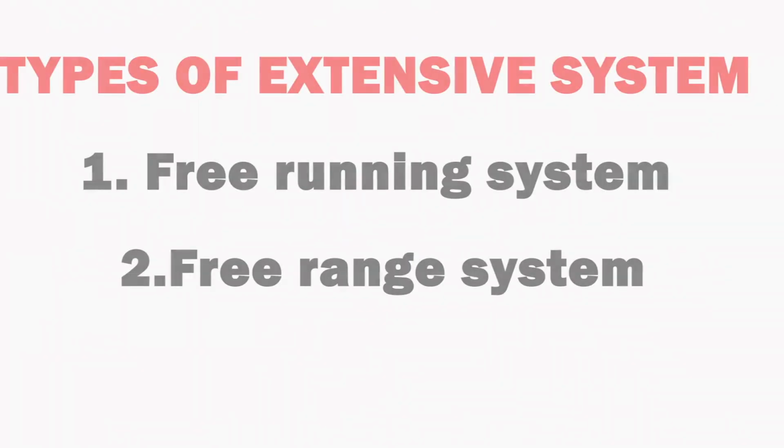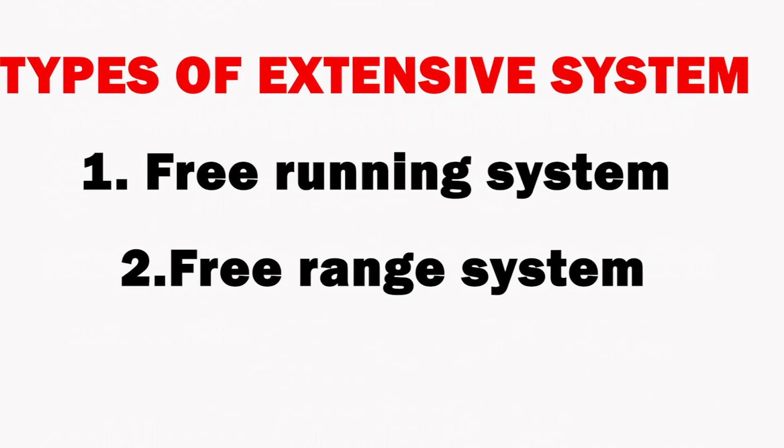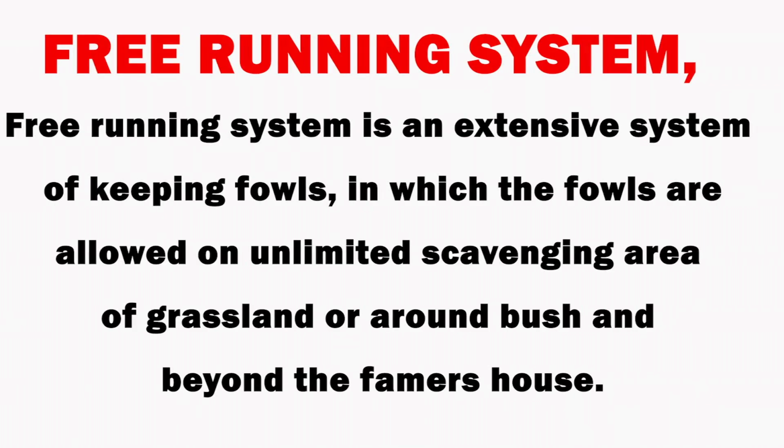Types of extensive system. Number one, free running system. Number two, free range system. Let's take them one by one and explain them. So, free running system. Free running system is an extensive system of keeping fowls in which the fowls are allowed an unlimited scavenging area of grassland or around bush and beyond the farmer's house.